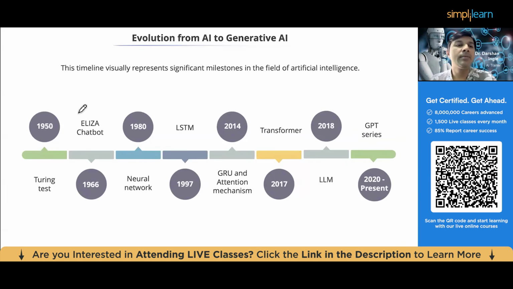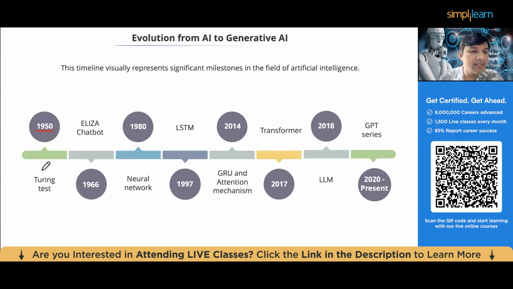Now, let me ask you a very simple question. Can anyone tell me when do you think the journey of AI actually began? Early 2000s or way earlier? Just a wild guess. The journey actually began somewhere in the year 1950. Yes, much before most of us were even born. So the timeline over here shows how we moved step by step from the early foundations of AI to today's generative AI. So in 1950, you see, we have the Turing test, right?